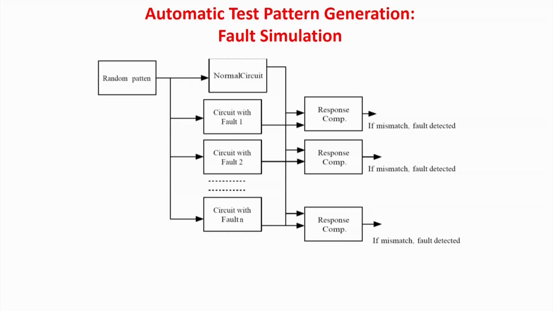Basically, this is the diagram which shows this: a random pattern, a normal circuit with fault 1, 2 and 3. You simulate with the random pattern. If there is a mismatch, that fault is detected, and then these faults will be thrown out from the list, and again you have to repeat for a different random pattern.